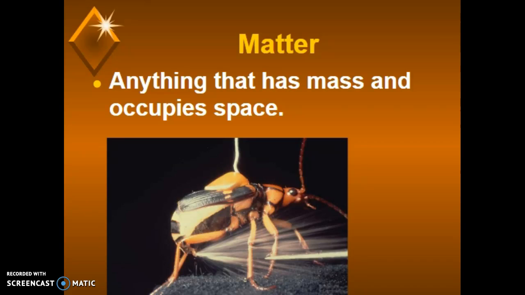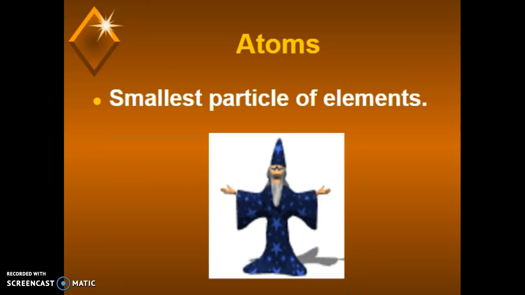Just a couple of definitions for us. We know that matter is anything that has mass and occupies space. And we know that atoms are the smallest particle of elements. So elements, we're going to see soon, have their own traits. They have their own qualities, and those hold true all the way down to the atomic level. Once we start splitting the atom, we start losing some of those elemental properties.